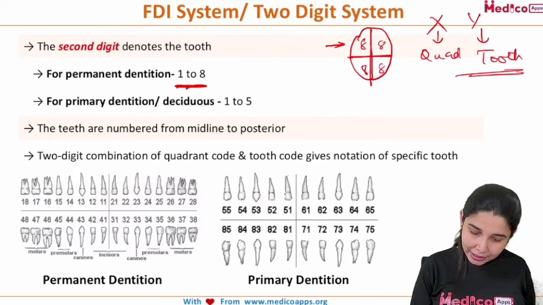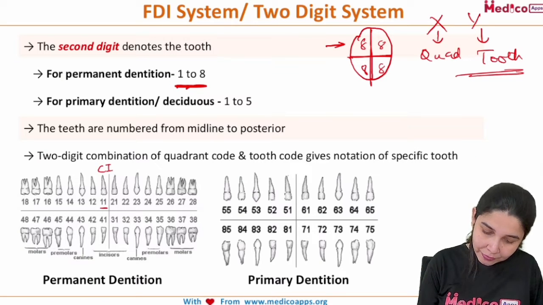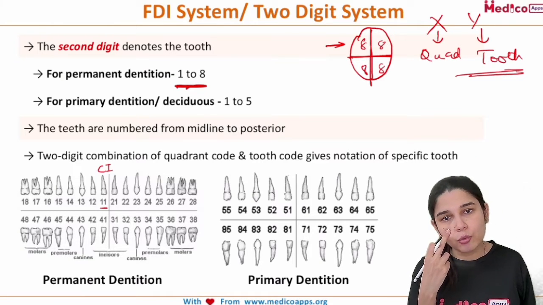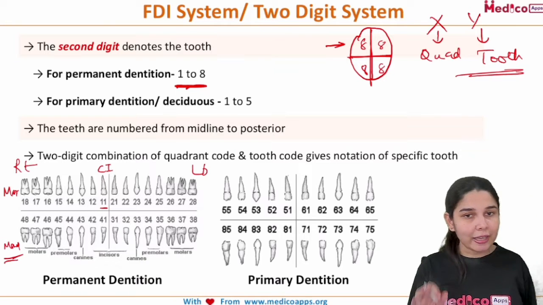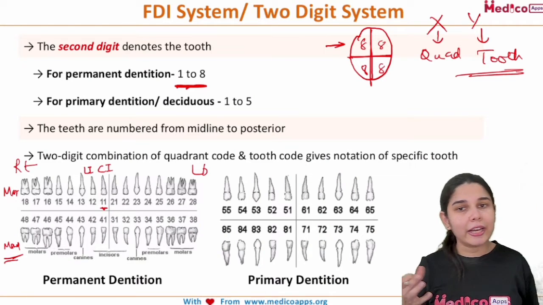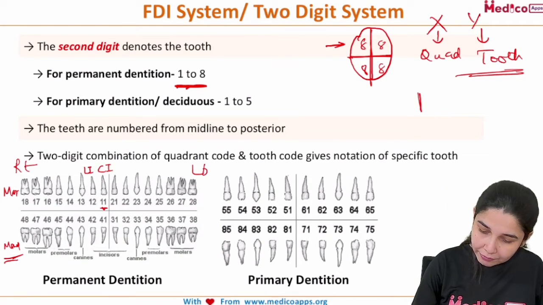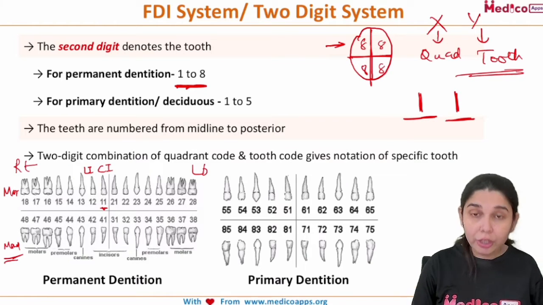If you see this image, the first central incisor is your 1, 1. Why? Because this is the first quadrant, and here this is the right side, this is the left side, this is the maxillary, this is the mandible. I hope you are understanding that. So 1, 1 is your central incisor, 1, 2 is the lateral incisor. The first 1 is the quadrant number, and the second is your tooth number.